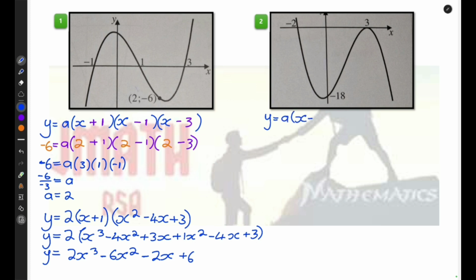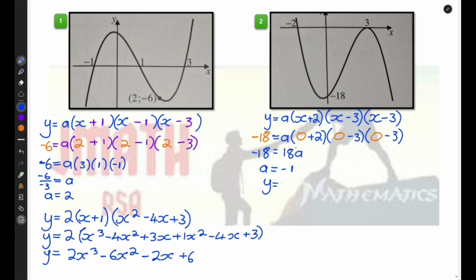So my first bracket is just x minus -2, and then x minus 3, but I'm going to write that twice because it's a turning point. Okay, now I'm looking for any other coordinate that I can just sub in, and I can see there's a 0 and -18. So I put the -18 in the place of y, and then all my zeros go into the place of all three x's. Now I can just solve for a.